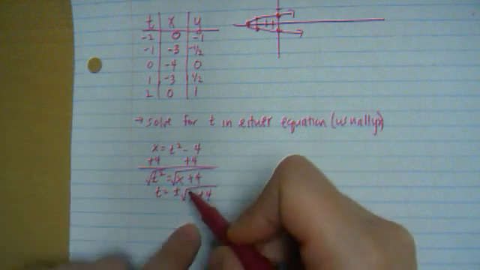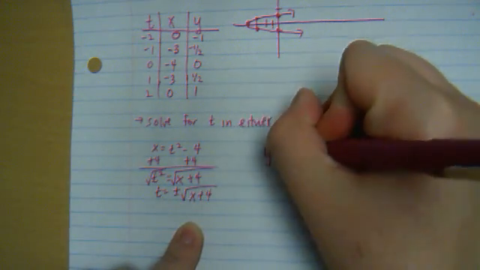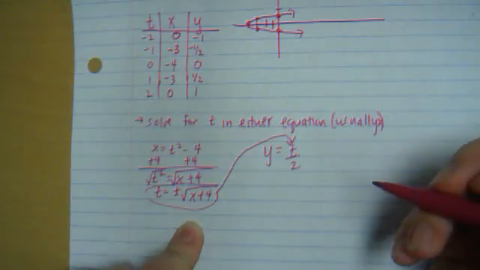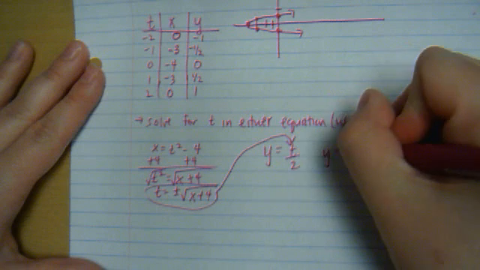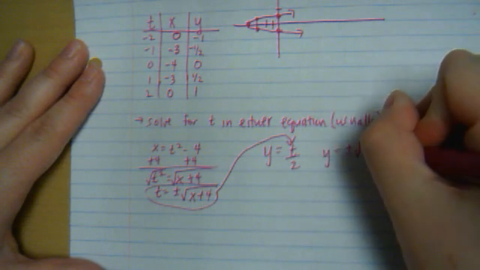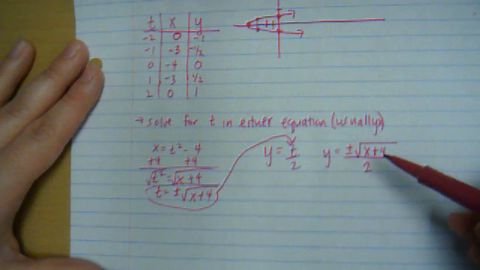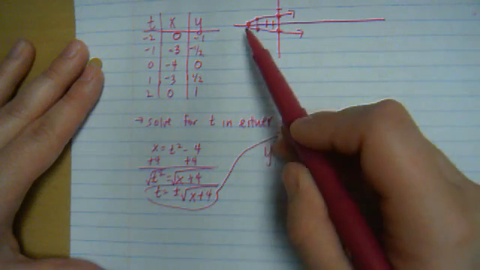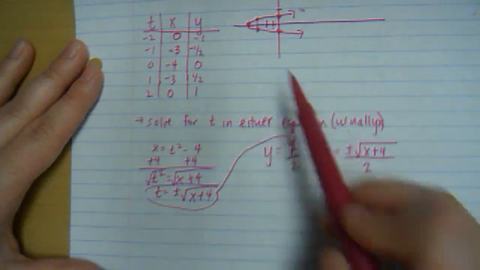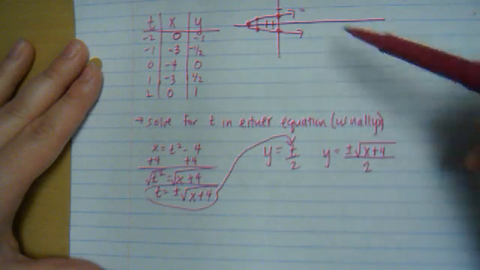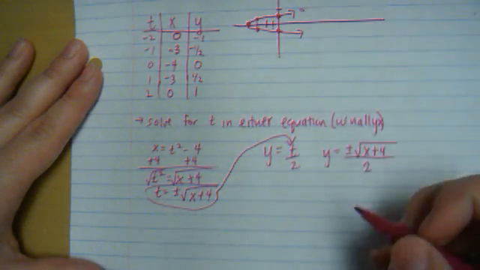Okay, then I'm going to take this and I'm going to substitute it in for t into my y equation. So I get y equals plus or minus square root of x plus 4, divided by 2. Okay, if I were to type this in the calculator, the positive would give me this version up here, and then the negative would give me this version down here. Okay, so this would be the equation for this graph right here.